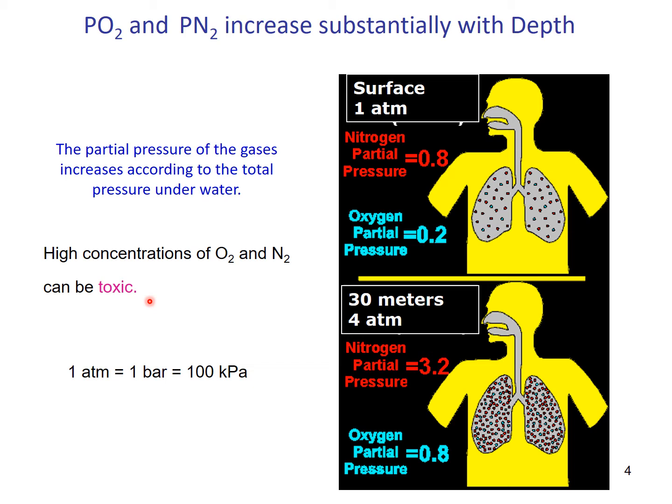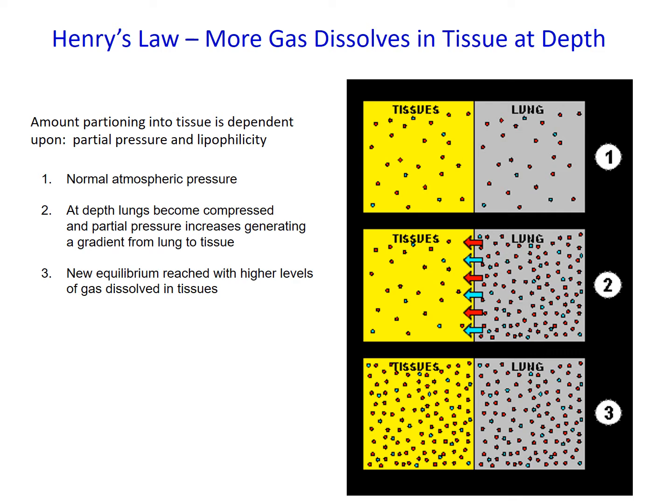In fact, a high level of oxygen can cause blindness in premature babies. And a higher oxygen level also generates more ROS, the reactive oxygen species, which are free radicals that can damage your cells. So on the surface, you get a nitrogen partial pressure of 0.8 bar and 0.2 bar for oxygen. But if you dive at 30 meters depth, that pressure quadruples to 3.2 bar for nitrogen and 0.8 bar for oxygen. According to Henry's law, more gas can be dissolved under a higher partial pressure, and therefore more gas can be dissolved at a greater depth.